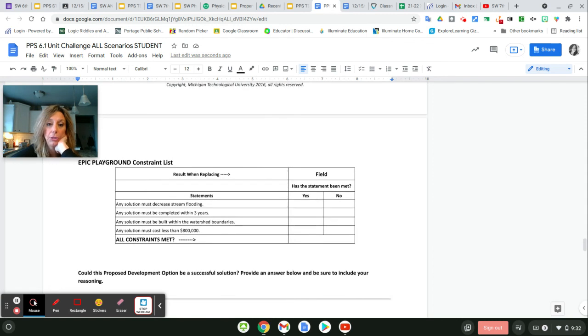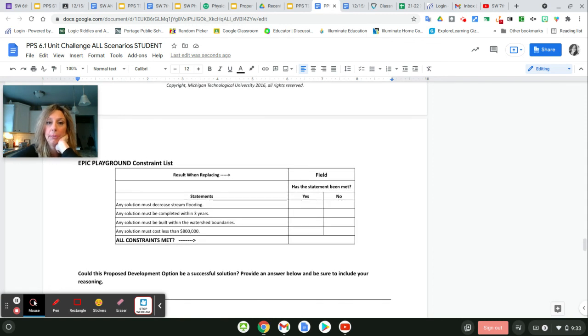So do the last 2, fill out this document, turn it in when you're done, and then tomorrow we'll go back to the notebook and finish out that last slide and talk about, did we figure out what the land should become? Okay, based on this criteria and constraint list. Okay, email me if you have questions.